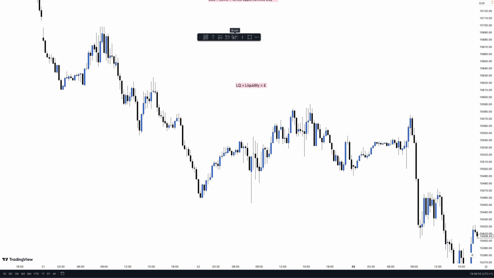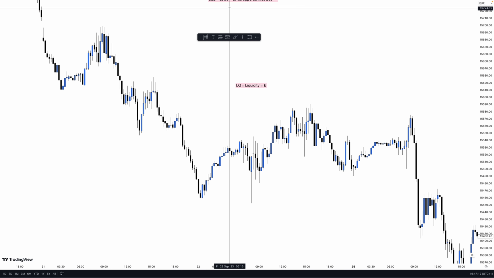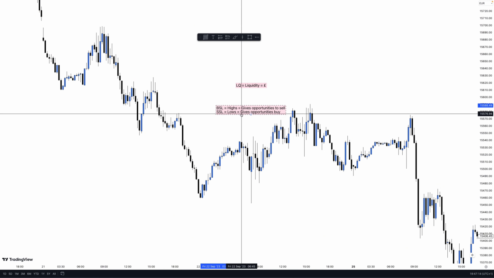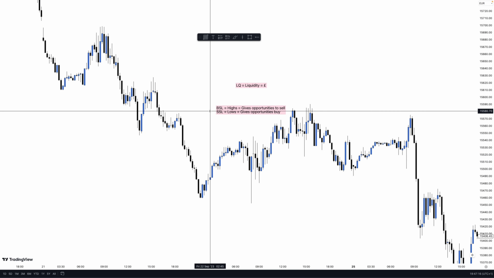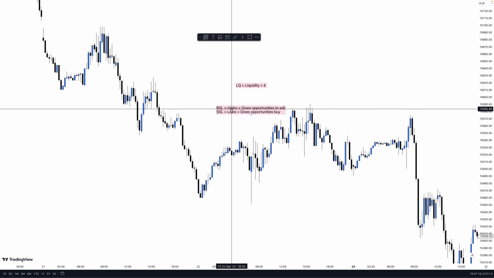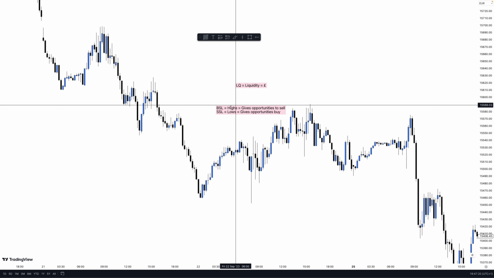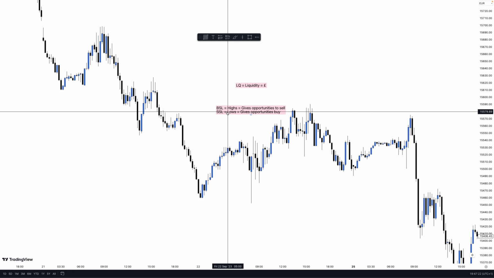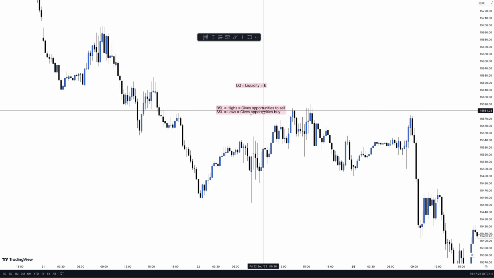It's also a point of interest for large institutions to get their orders filled, because obviously their orders are very large. They use these POIs to get their orders filled in order to send price in the total opposite direction. And there are two different types of liquidity. We have BSL, which stands for buy side liquidity, is found in the highs and gives opportunities to sell. We have sell side liquidity, which is found in lows and gives opportunities to buy.